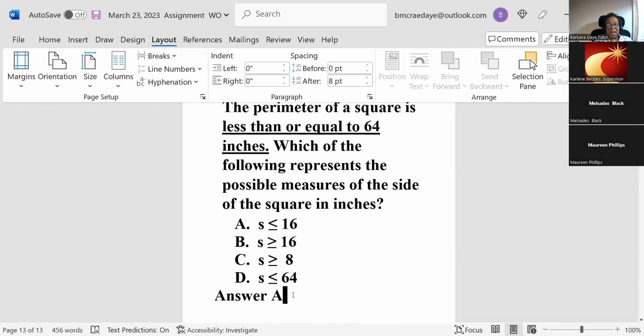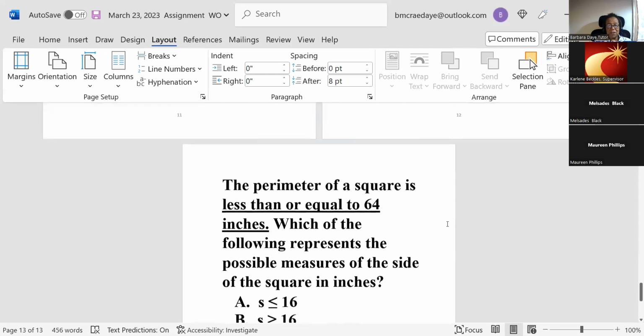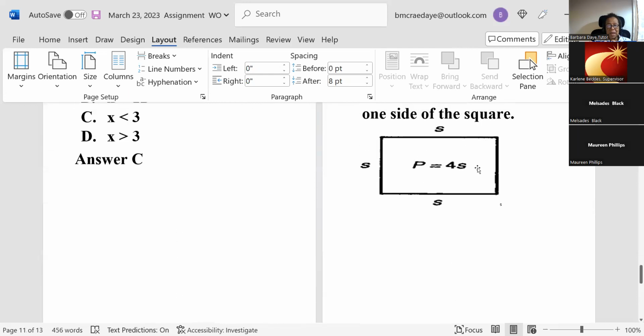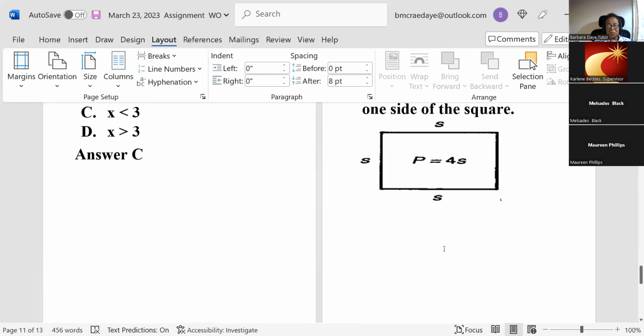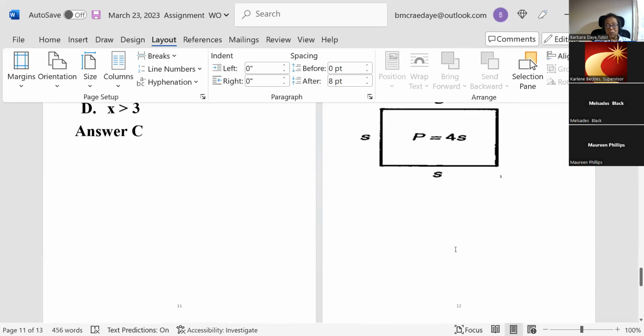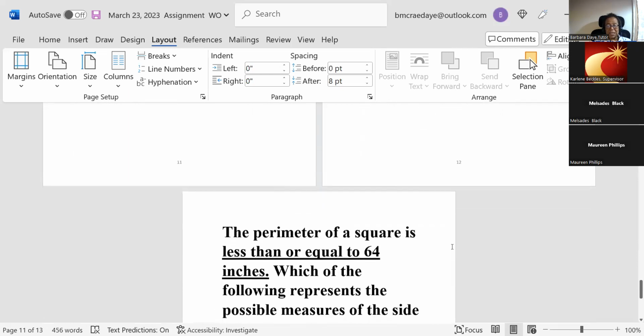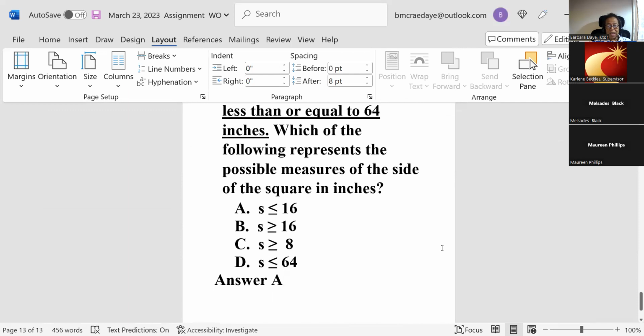Yes. See, I gave you that figure there, and I said 4 times the side of the perimeter. So if the perimeter is 64, the side of the square divided by 4 is 16. So it's got to be between A and B. You're right. But since it said less than or equal, the sides have to be less than or equal. Can't be greater.